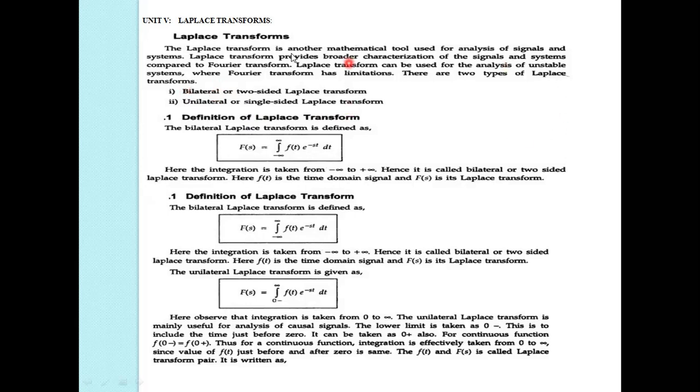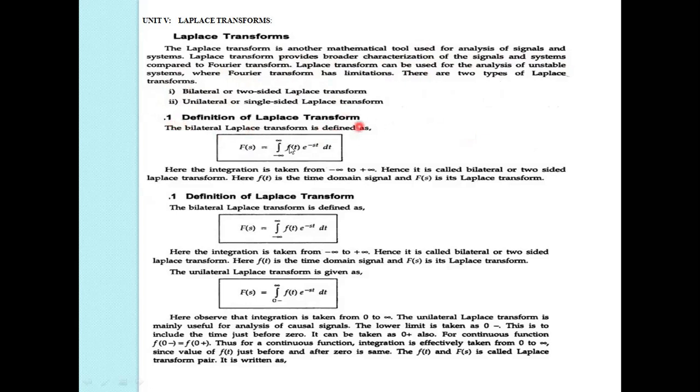Okay. The Laplace transform is a mathematical tool used for analysis of signals and systems and provides a broader characterization of signals and systems compared to the Fourier transformation. The Laplace transform is used for analysis of unstable systems, where the Fourier transform has some limitations. There are two types of Laplace transformations, bilateral and unilateral.